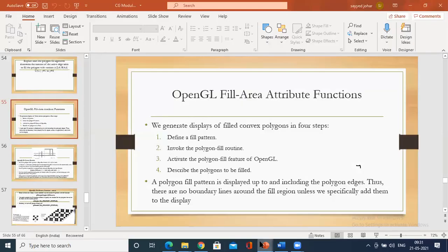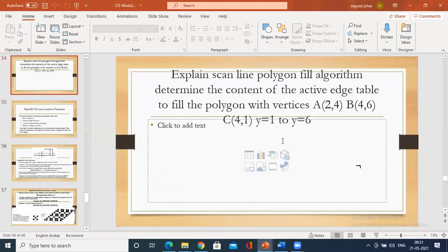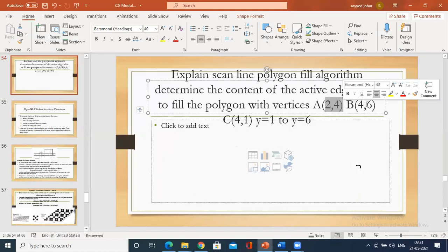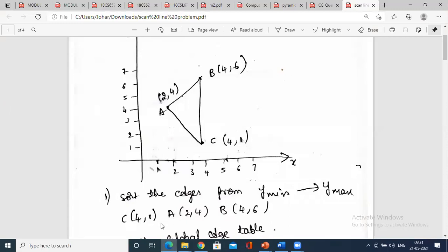See what all the values being given: 2 4, 4 6, 4 1. In the incremental value of y, the first y value is 1, the next y value is 4, the next y value is 6, right? So the first y value is 1, so 4 1. The next y value is 4, so 2 4. The next y value is 6. That is, sort the edges with the incremental value of y, that is y min to y max. You have to sort it. When you sort it, you will have these vertices, right?